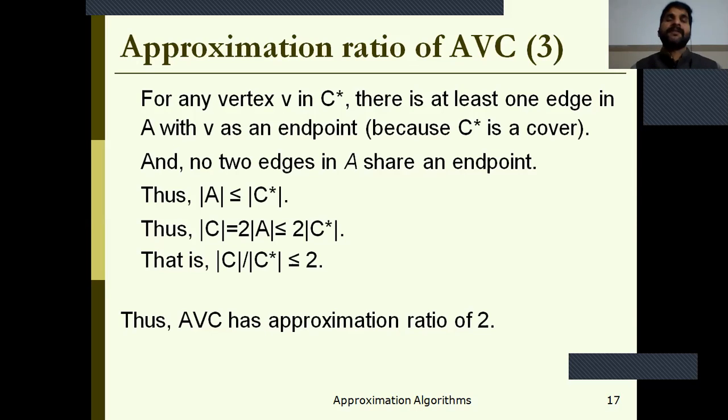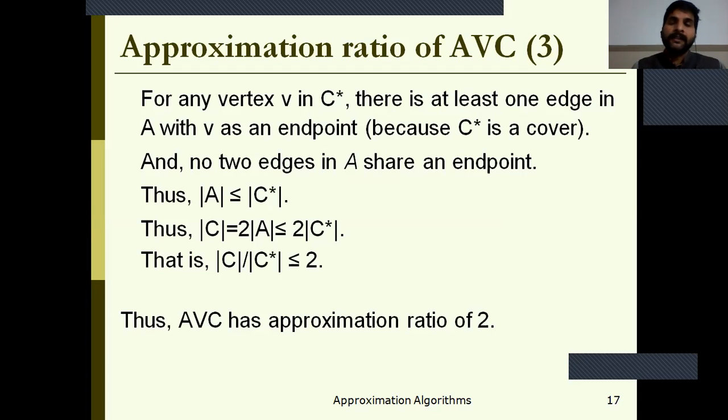For any vertex v in C star, there is at least one edge in A with v as an endpoint, because C star is a cover, and no two edges in A share an endpoint. So mod of A is less than or equal to mod of C star, thus mod of C equals 2 times mod of A, which is less than or equal to 2 times mod of C star. So C upon C star is less than or equal to 2. So the approximation algorithm has an approximation ratio equal to 2. This is the approximation theorem.